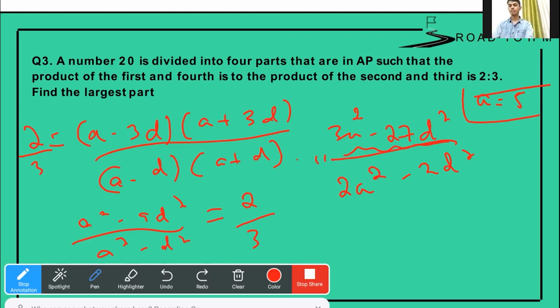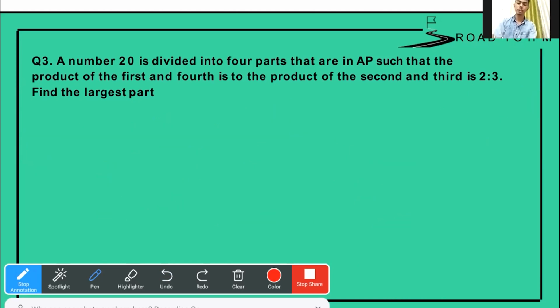Fine. Now we can bring a square over there, so you'll get a square is equal to 25d square, or a is equal to 5 root d. And we know a is equal to 5, so root d is equal to 1 or d is equal to 1. Awesome. Let's clear. So a is equal to 5, d is equal to 1.